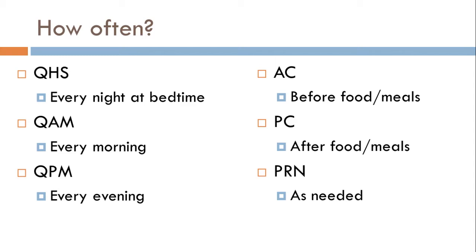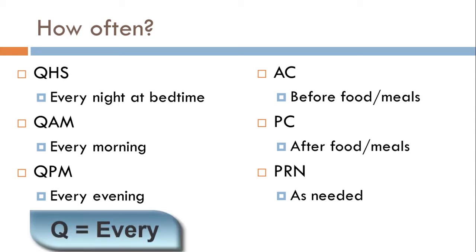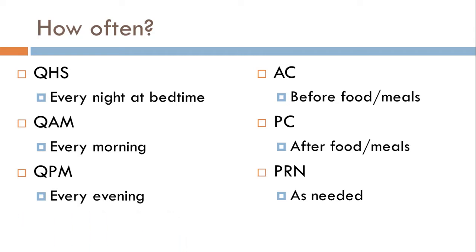So now let's go to how often. How often are we taking these? I have QHS, every night at bedtime. Generally, QHS just means every night at bedtime. QAM, exactly what I said earlier. Q means every. AM means morning. And then QPM means every evening. Every evening.